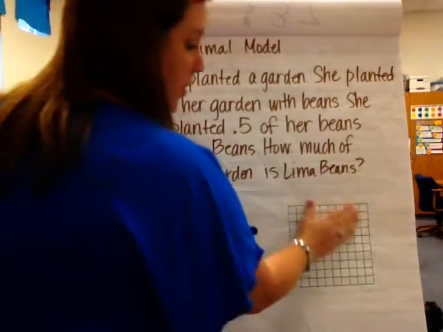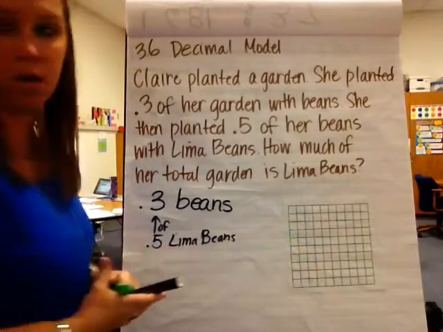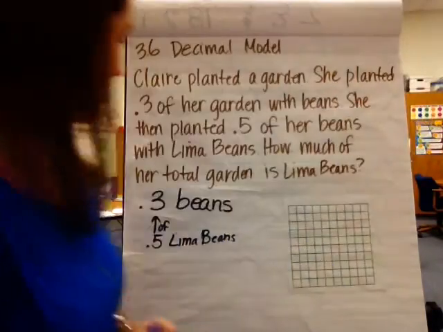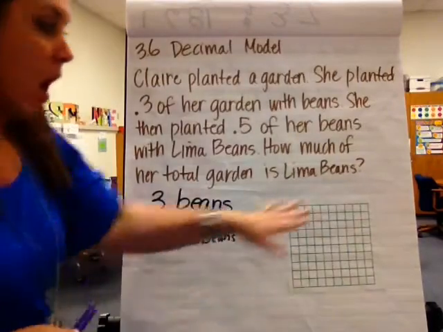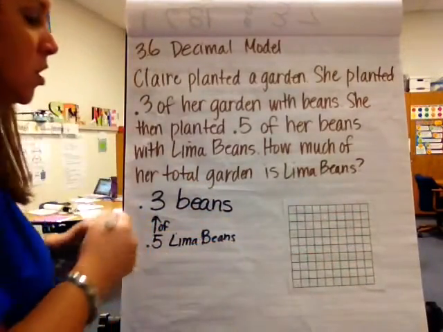So we're going to use this as a pictorial model. We're going to call this your decimal model, okay? So your decimal model, all right? So let's talk about that. So how can I represent 3/10 of my garden? So this one whole square is my garden. So how am I going to do that?